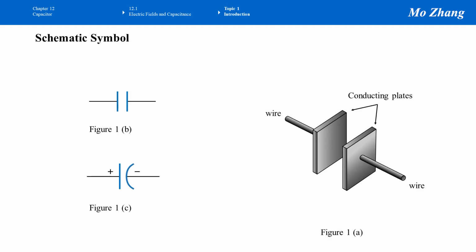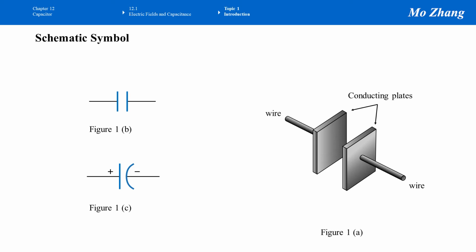The two symbols on the left-hand side are the schematic symbols for a capacitor. The one in figure A is the general symbol, the simplest symbol. Most of the time, we use this symbol to represent a capacitor. The second figure, figure 1C, is a capacitor symbol as well. But as you can see, the positive and negative signs are labeled next to the capacitor, which means this capacitor has polarity. In other words, the orientation, the direction to connect the capacitor, is important.